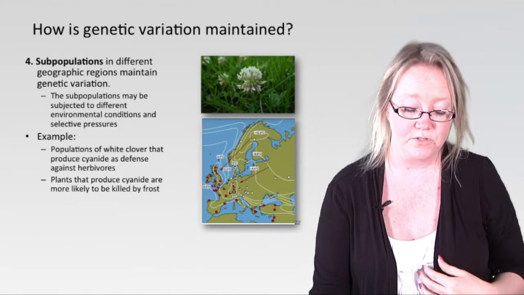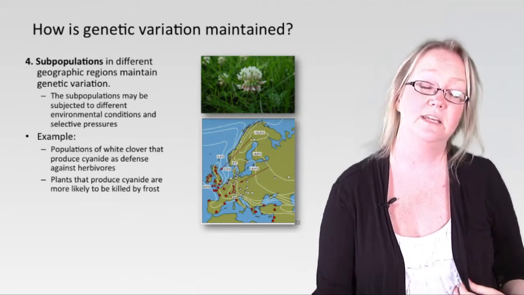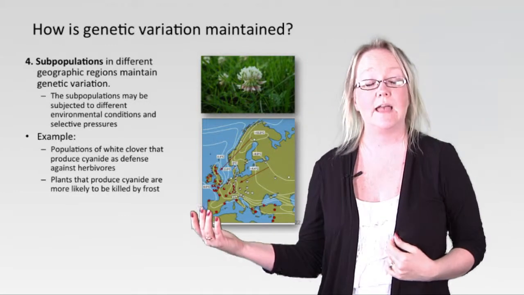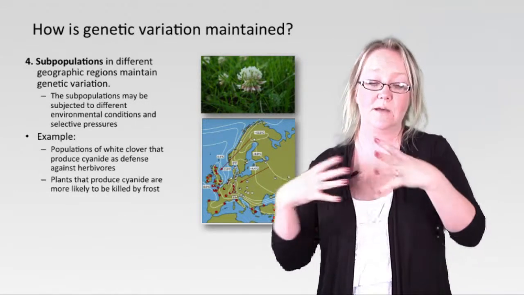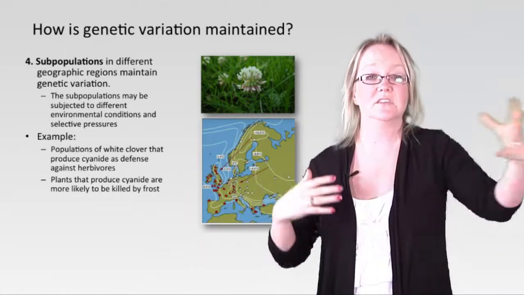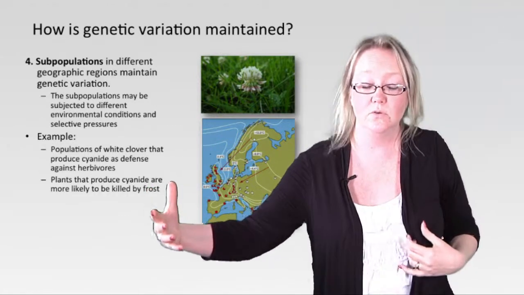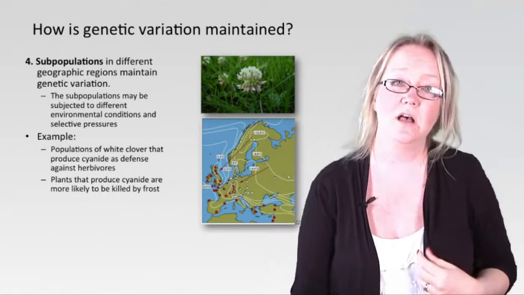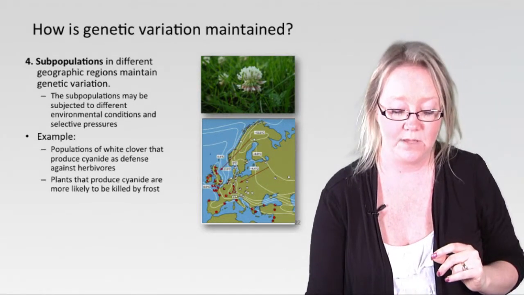The ones that produce cyanide are more likely to be killed by frost, however, and so they are less likely to be able to survive in areas where there is lots of cold weather. And so you end up with variations, some that are adapted to cold weather and where they live, and some that are adapted to fighting off herbivores and yet can't live in cold weather because of the environmental differences within these different subpopulations.